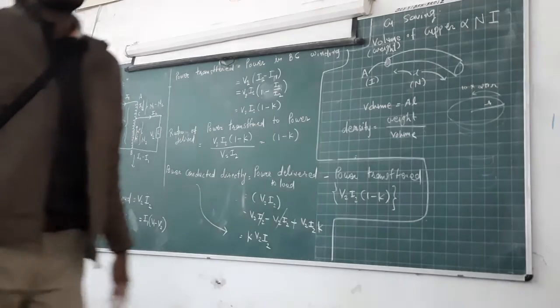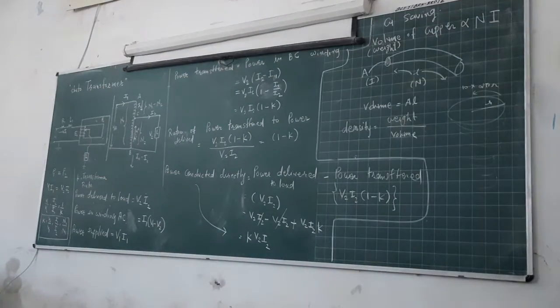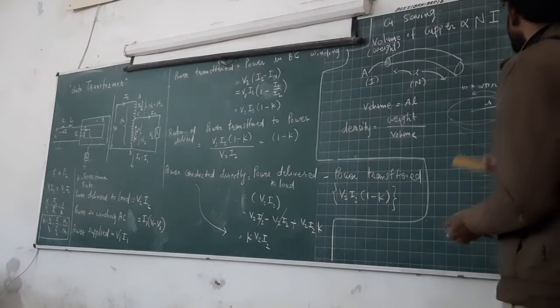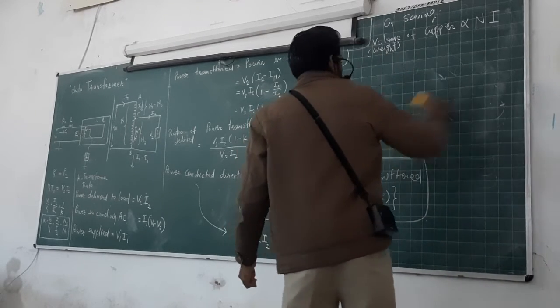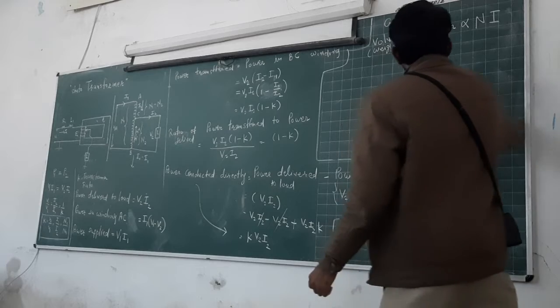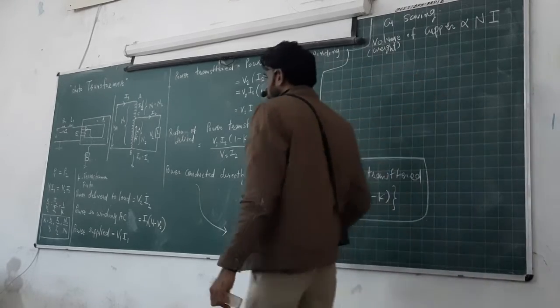Simple trigonometric, triangular relations are there. So I will remove this. I hope you can understand it, okay? The volume of the copper is proportional to N I.